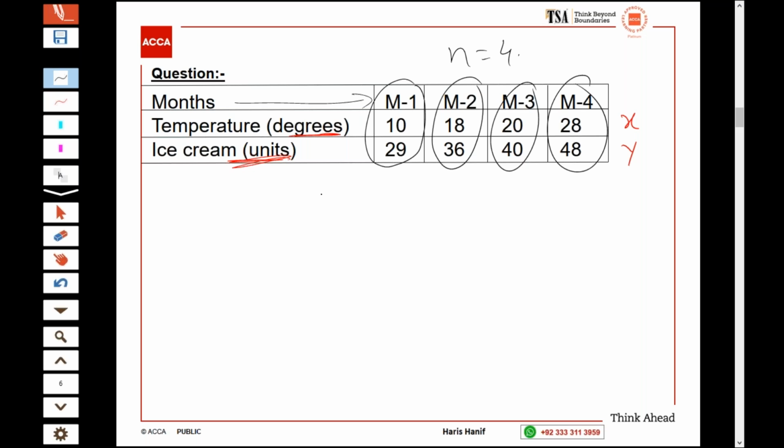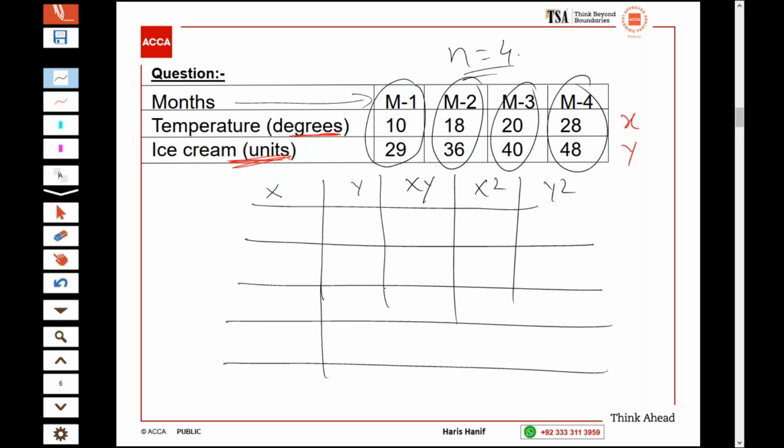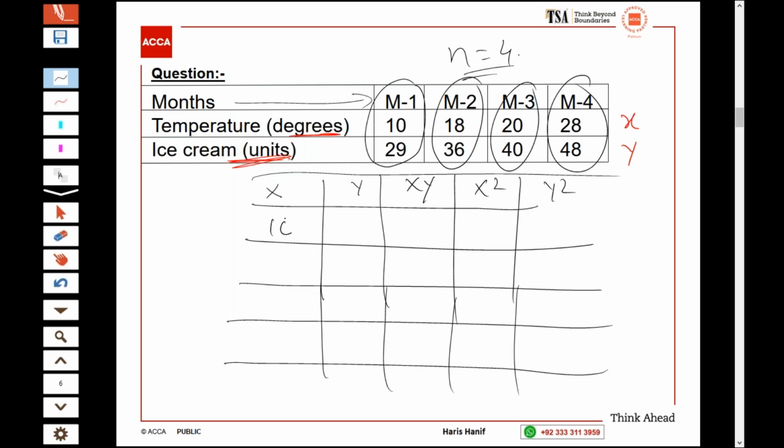Now I have to draw the columns. N is 4. First of all, x, then y, then xy, then x square, then y square. Okay. 1, 2, 3, 4. Hurry up, students. I'm writing just x. X is 10, 18, 20, and 28.